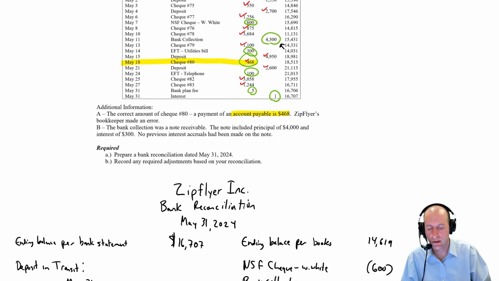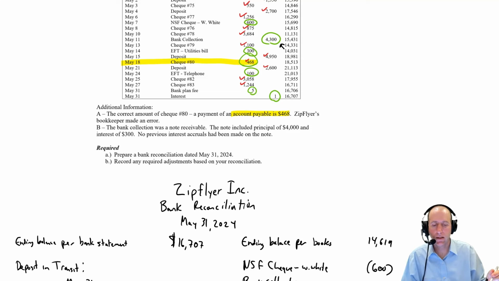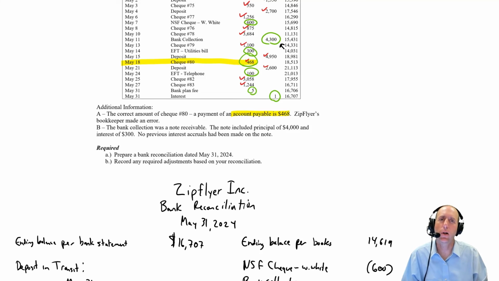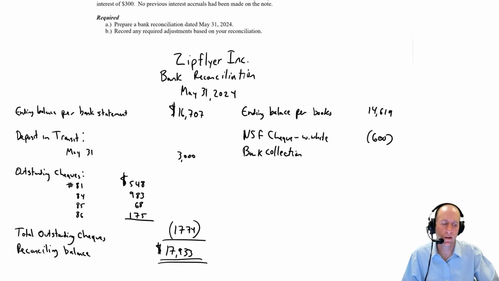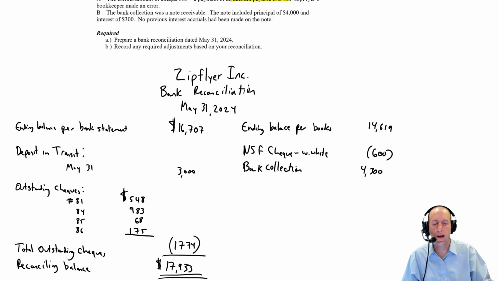Bank collection rather. There was a note about that. It says the bank collection was a note receivable. The note included principal of $4,000, interest of $300. No previous interest accruals had been made on the note. Okay, so the fact that there's some principal and interest is going to matter for our journal entry, but it doesn't matter here. All that matters here is the amount of money that changed hands. We got $4,300 in cash.